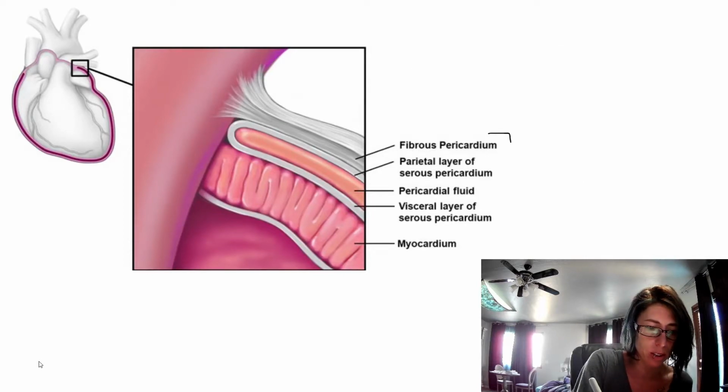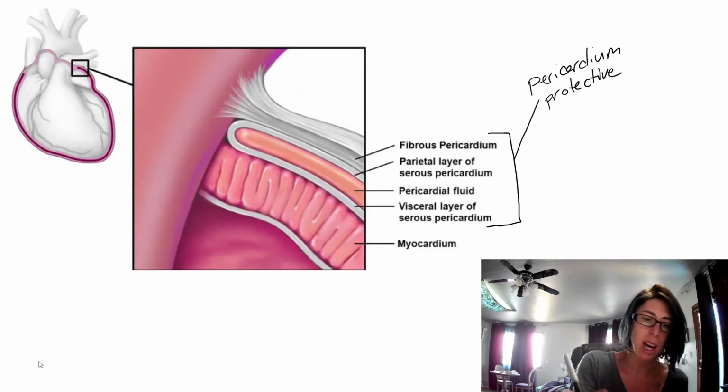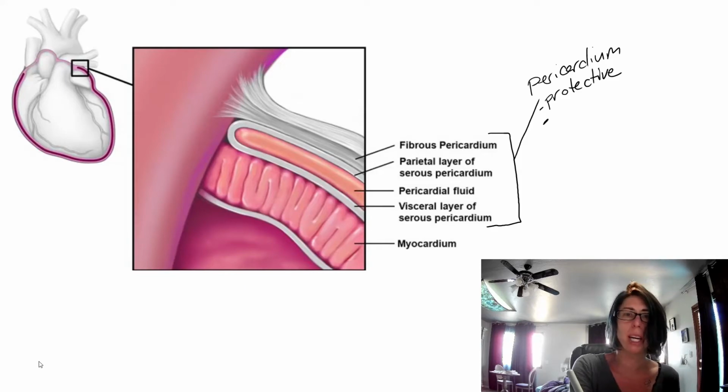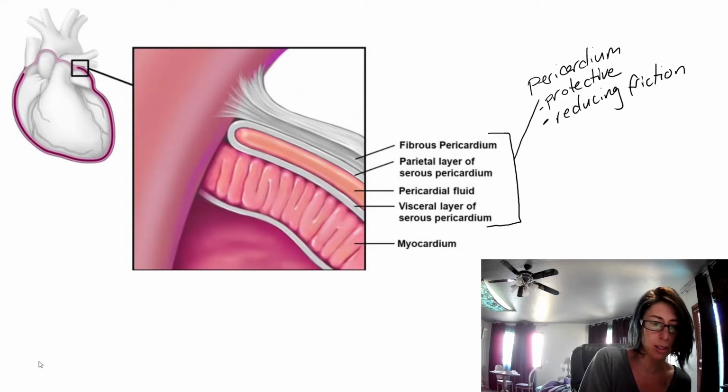Now, these layers all count as part of the pericardium, which is protective because of the fibrous layer. The fibrous pericardium is protective against infection or abrasion. And then the inner layer, the serous layer, is for mitigating friction, reducing friction.